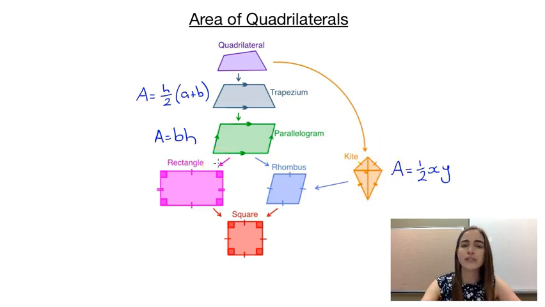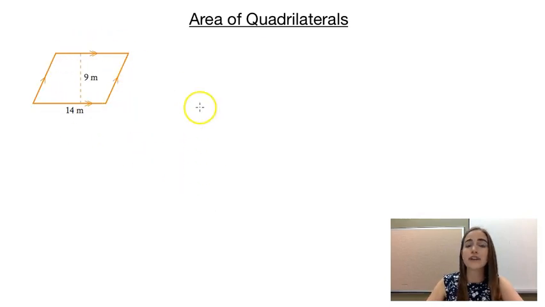So let's have a look at a few examples. Our first problem is just asking us to find the area of this parallelogram. So we know the area of a parallelogram is the base times the height. So we're going to do 14 times 9, which would give me 126 meters squared.